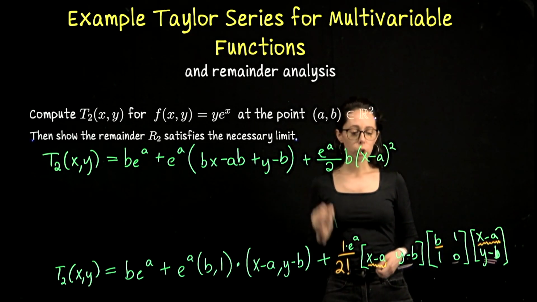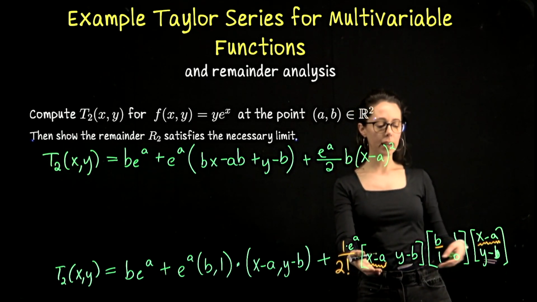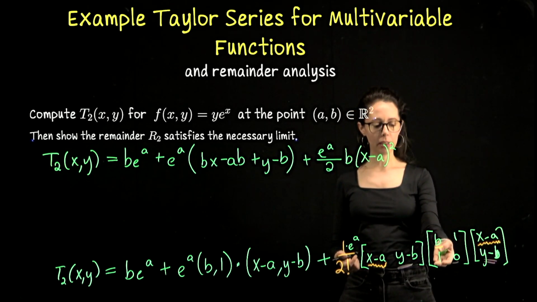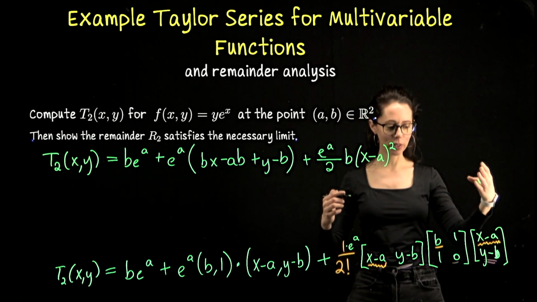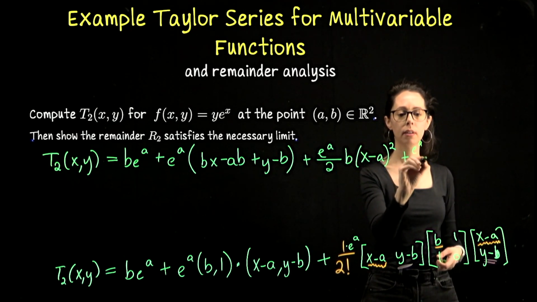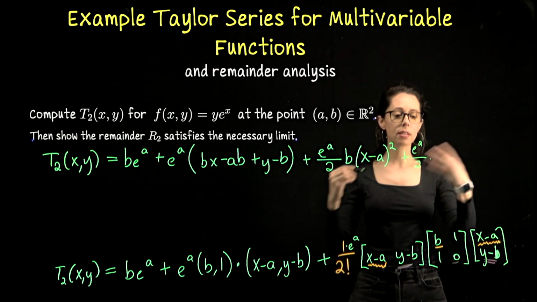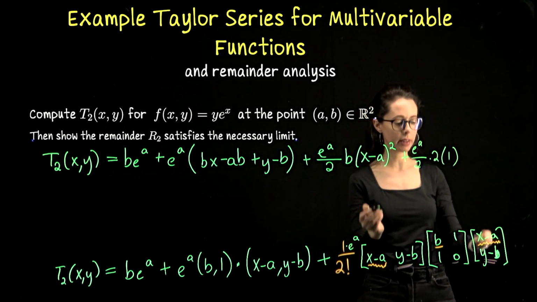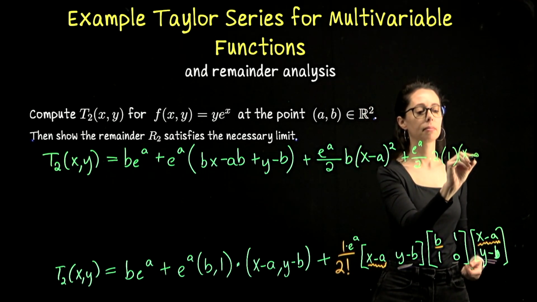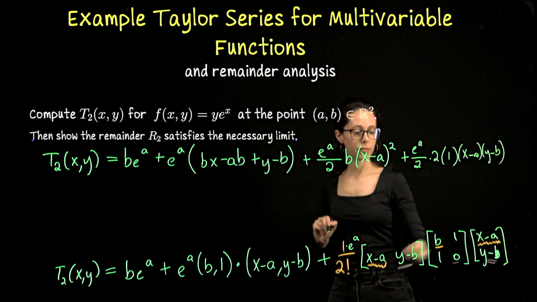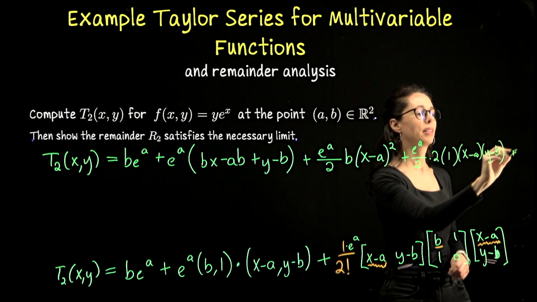Now we will have 2 instances of x minus a pairing with y minus b. So here, and both of those meet with a 1. Okay, so it's going to be e to the a over 2 times twice, all right, 1. So 2 times 1 times x minus a, y minus b. And then lastly, we have 0. Okay, that's good because I'm out of room. All right.